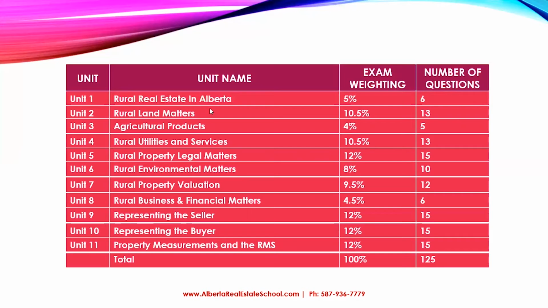So in this case, we have Unit 5, which is Rural Property Legal Matters, worth 12%. So this is important. And then Unit 9, Representing the Seller, Unit 10, Representing the Buyer, and Unit 11, Property Measurement, which is also worth 12%. So all 4 of these units are worth 12% of the mark each. So around 60 questions out of the 125 will be from these 4 units. So if you focus on these 4 units and really make sure that you know these units really well, you are halfway through the exam.